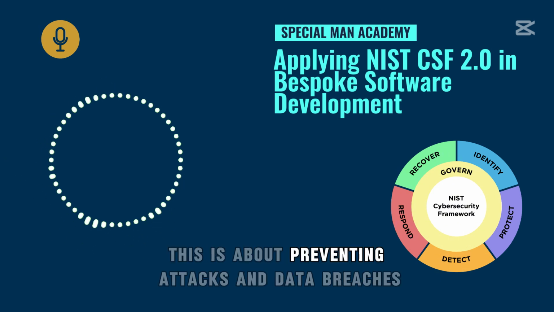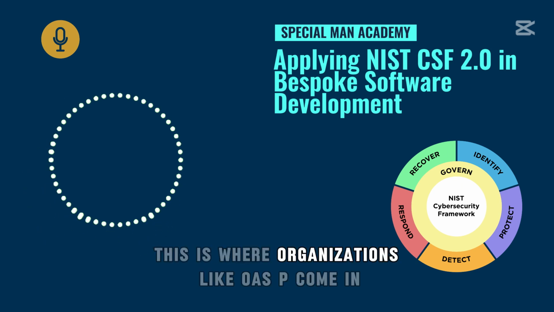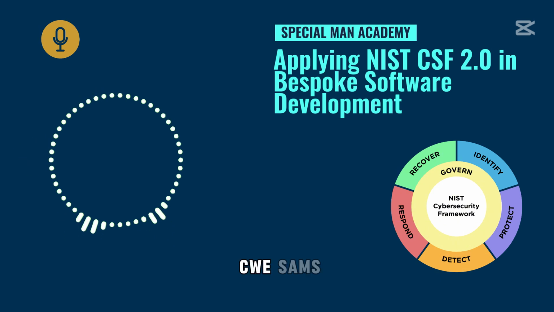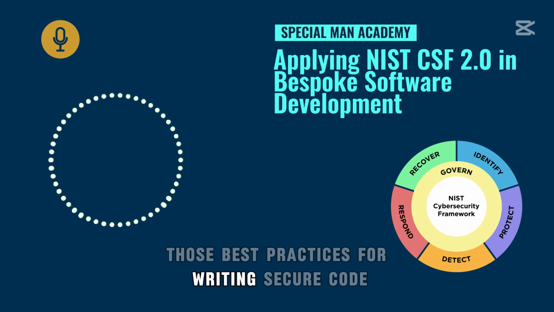This is about preventing attacks and data breaches. Right, so first up, you need secure coding standards. This is where organizations like OWASP, CWE, SAMS come in. They provide those guidelines, those best practices for writing secure code.